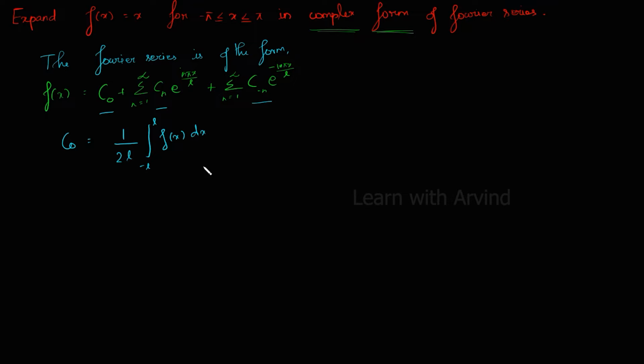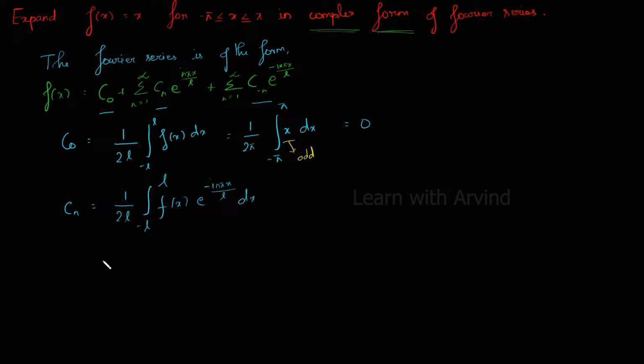Now substituting the values, 1 by 2 pi integral minus pi to plus pi, f of x is given by x, and dx. Since x is an odd function, this would become 0. The c n is equal to 1 by 2l integral minus l to plus l f of x e power minus i n pi x by l dx.